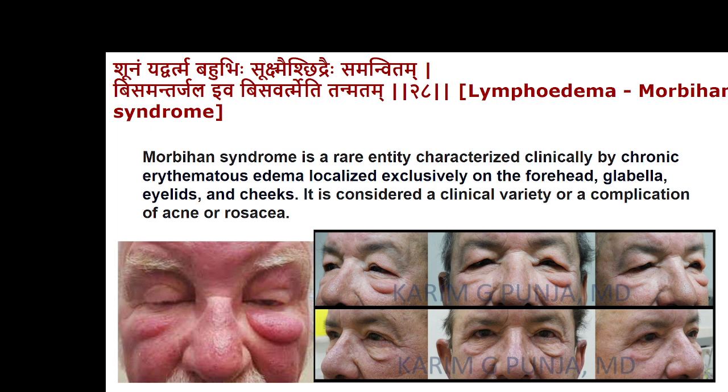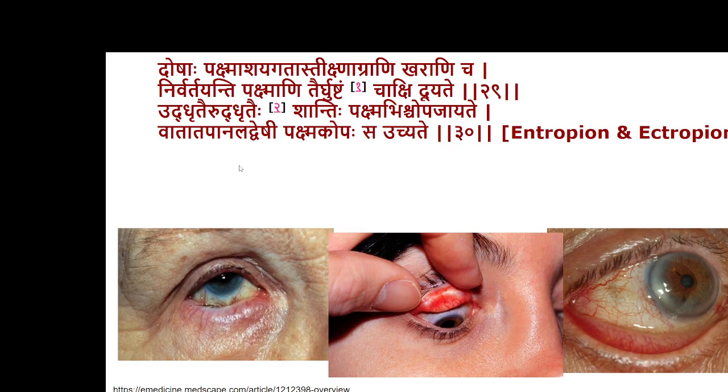The syndrome is characterized by erythematous edema around the eyelids, which may involve the forehead, glabella, eyelids, and cheeks, and hence the appearance of the face itself is considered as an inflammatory pathology, or it can also occur due to stasis of lymph, presenting that appearance as such.